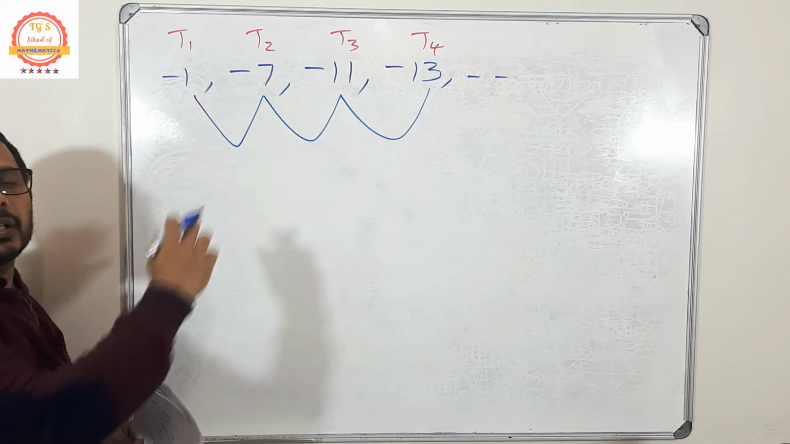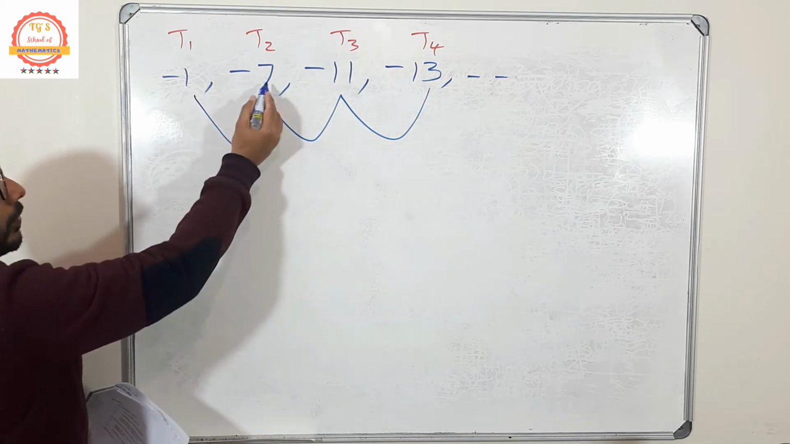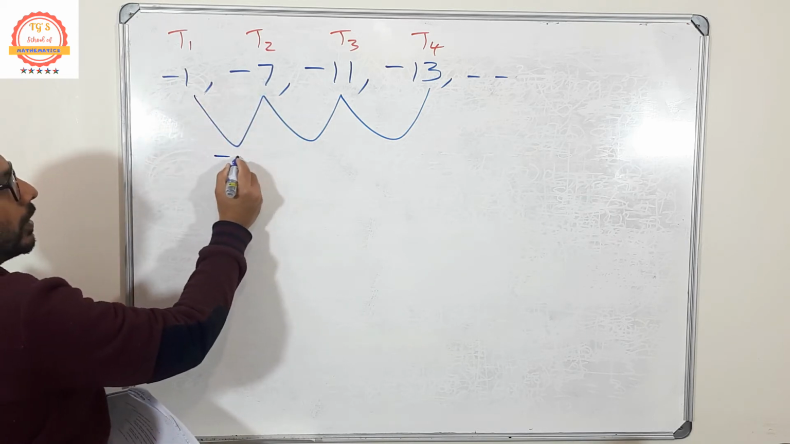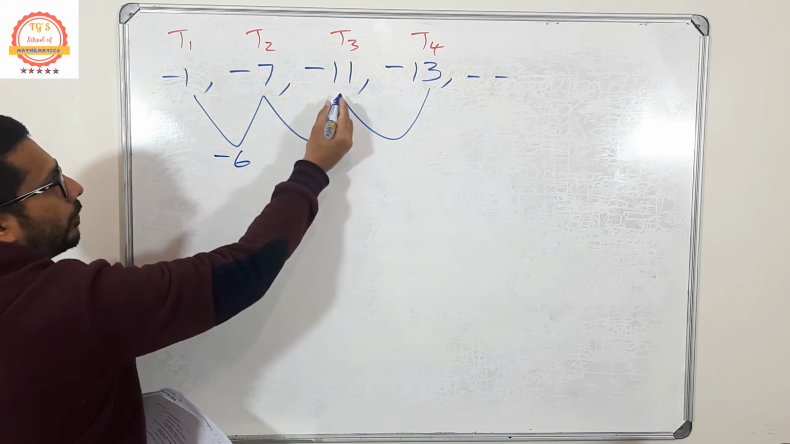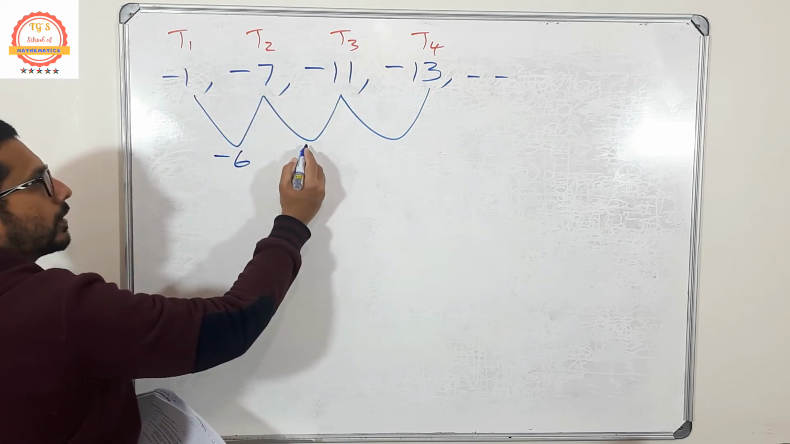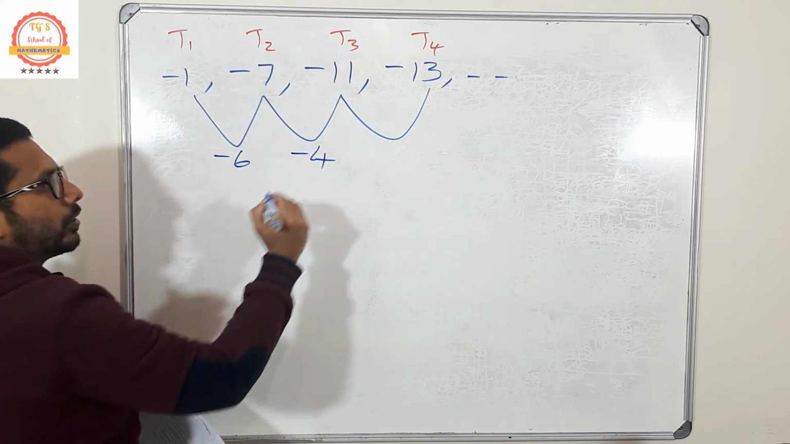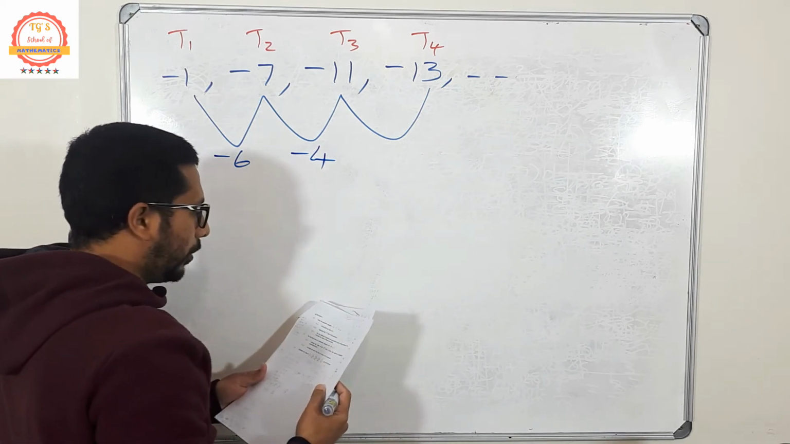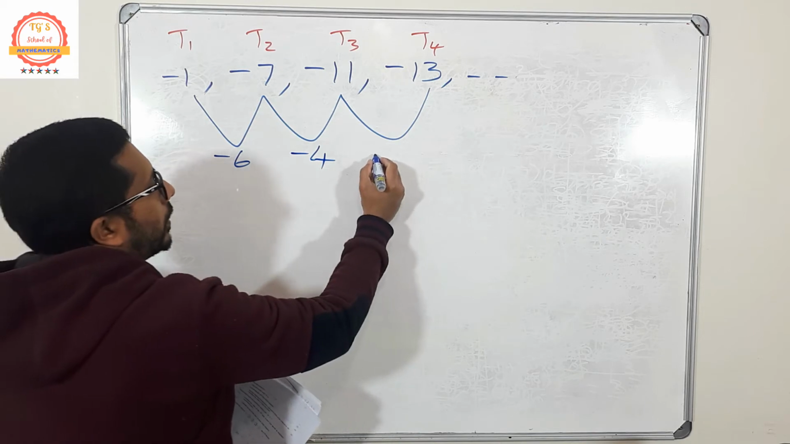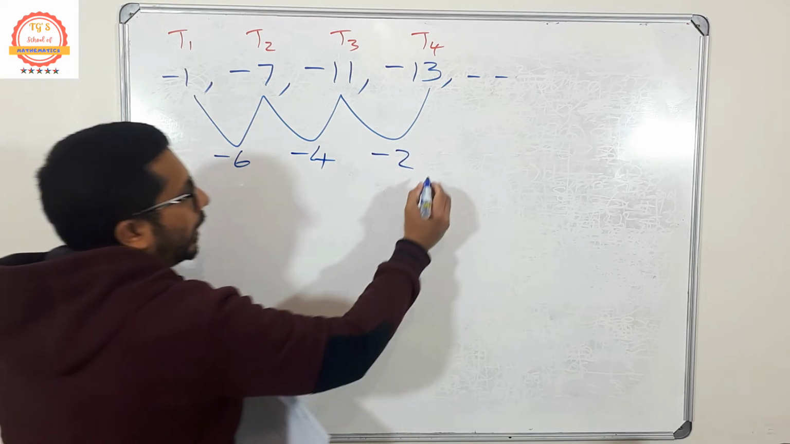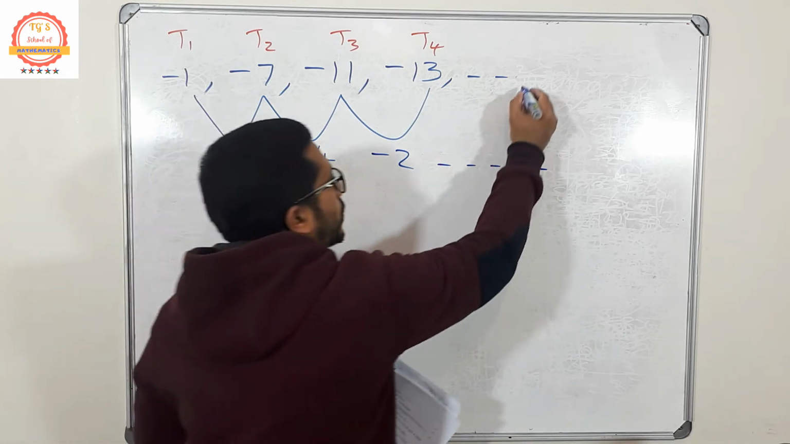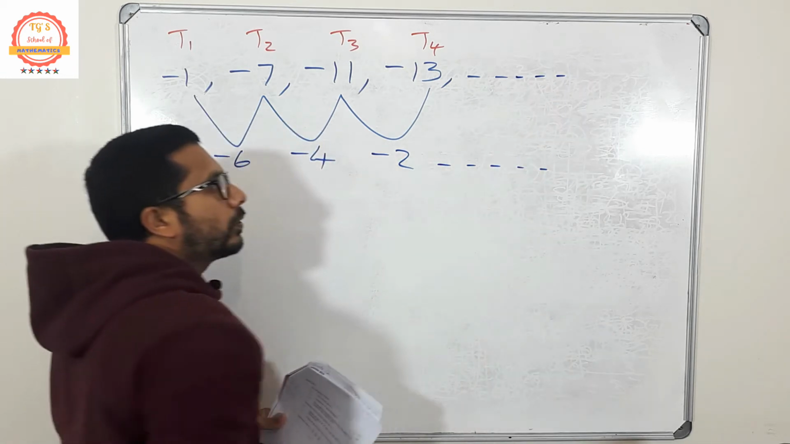The given one is a quadratic sequence. How can we find the first difference? Minus 7 minus minus 1, that means minus 6. This one, minus 11 minus minus 7. We already got these answers in the previous question 3.1.1, and this one is minus 2, etc.